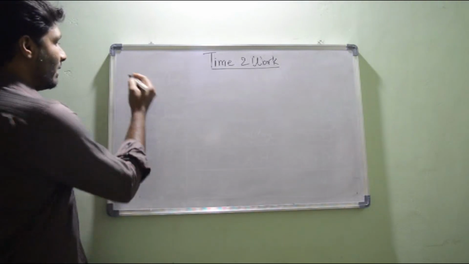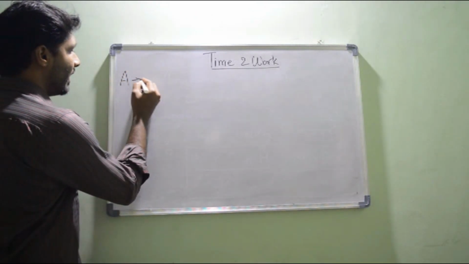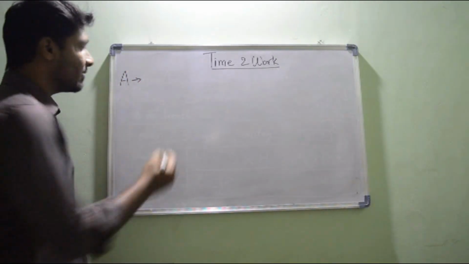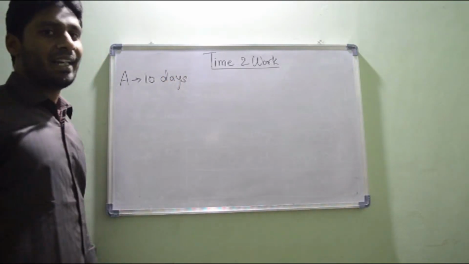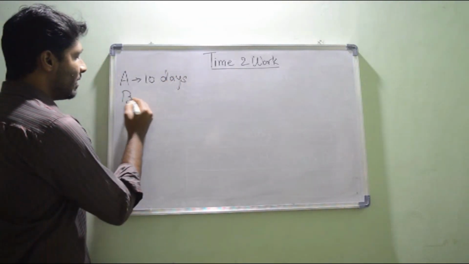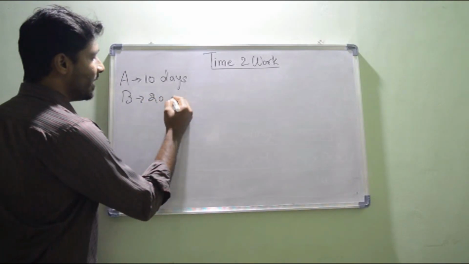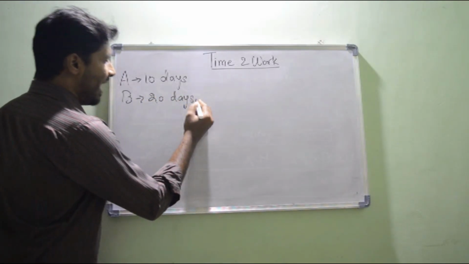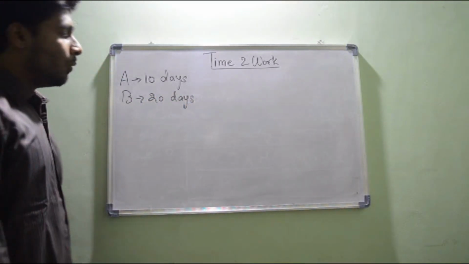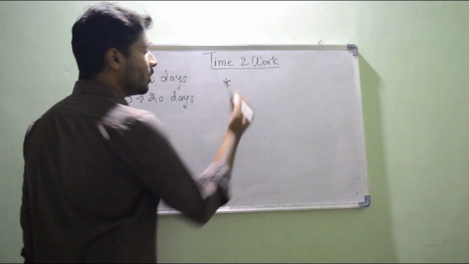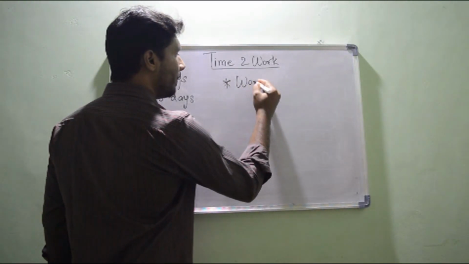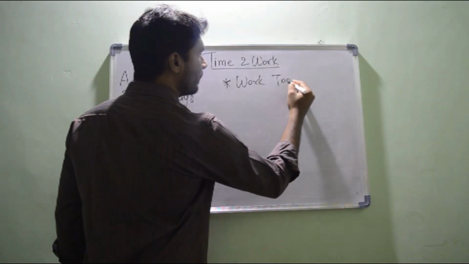So I'm saying that there's a person A, and A can do a work in 10 days. It is simply given that person A can do a work in 10 days and person B can do the same work in 20 days. And my first question goes like, what if they do the work in a combined manner? So what if they work together? So the first part is working together.